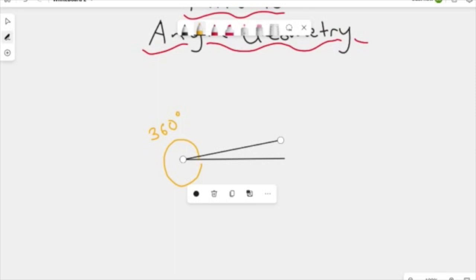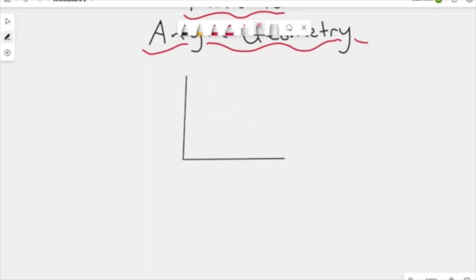So, going back to our original idea, from our angle of 0, when our lines have no gap between them, they're superimposed, one on top of the other. From here to 90 degrees, anywhere covering this space, we have what's called an acute angle. An acute angle is defined as an angle from 0 to 90 degrees.